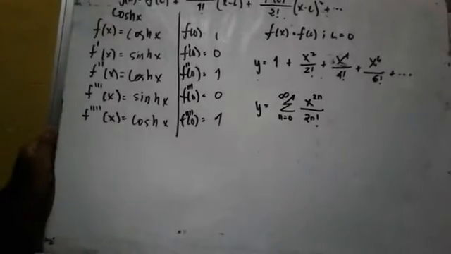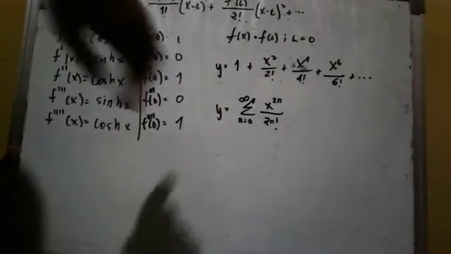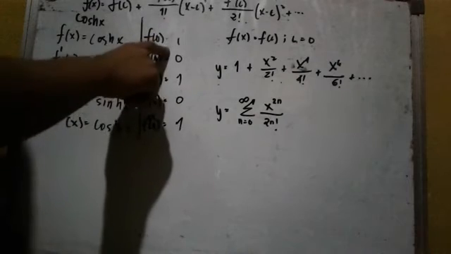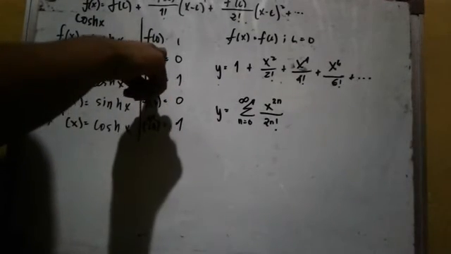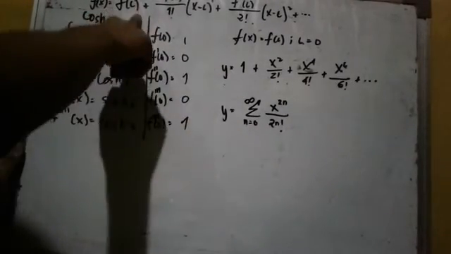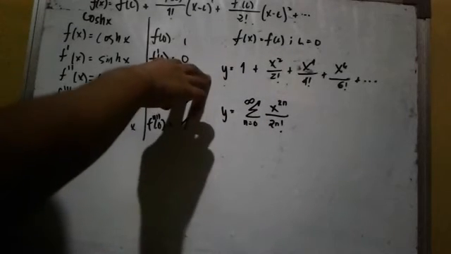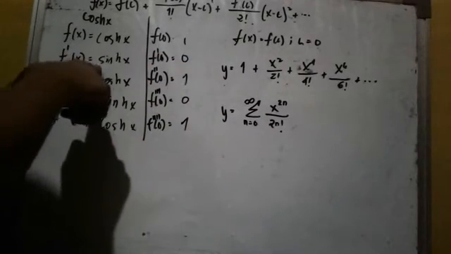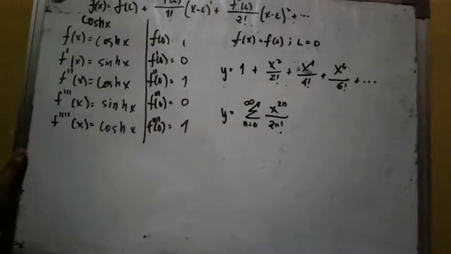So using this formula here, we will just substitute our values in this formula. So first is the f of 0, which is 1, so we will just substitute 1 here. So the second one, the first derivative is 0, so it will just be equal to 0, so we will cancel it.